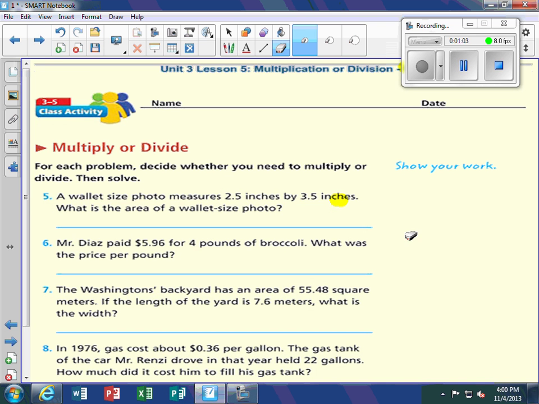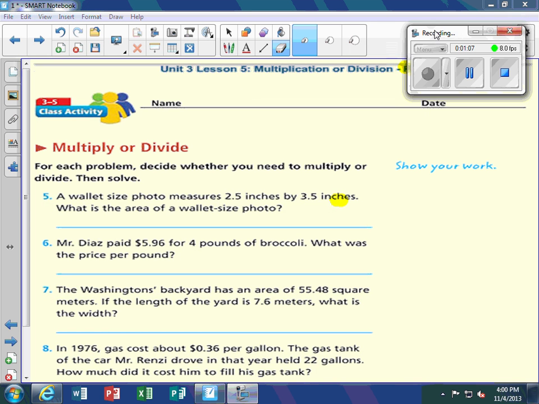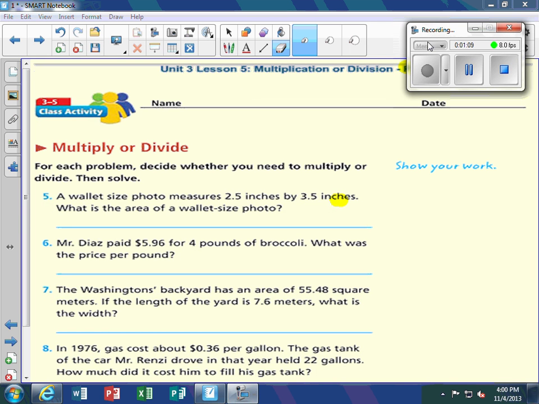All right, let's move on. Let's do 5 and 6. So I think we're on the next page, page 94. 5 and 6. Multiply or divide. For each problem, decide whether you need to multiply or divide, then solve. So let's look at number 5. A wallet-sized photo measures 2.5 inches by 3.5 inches. What is the area of a wallet-sized photo?